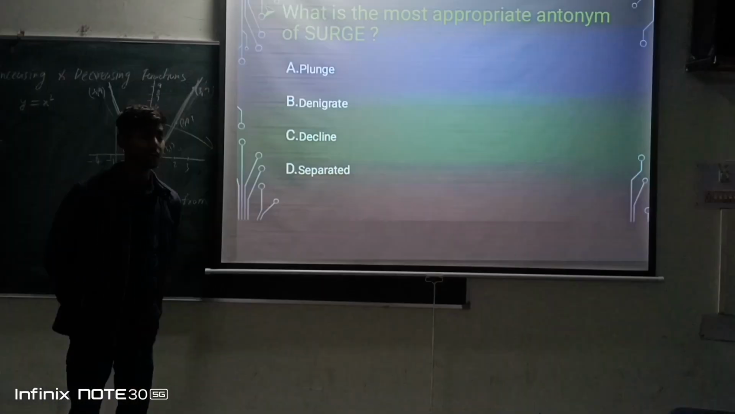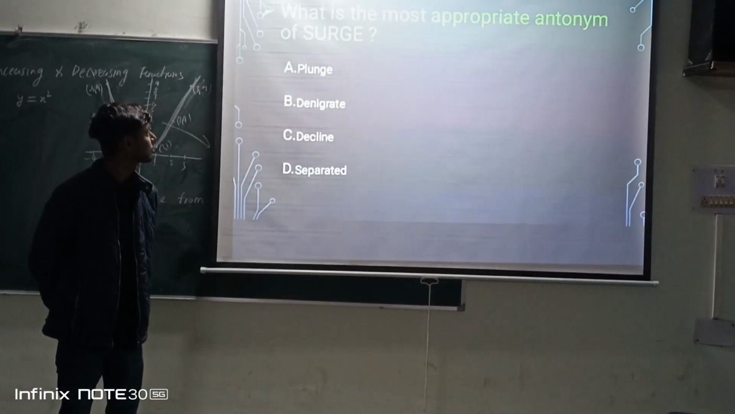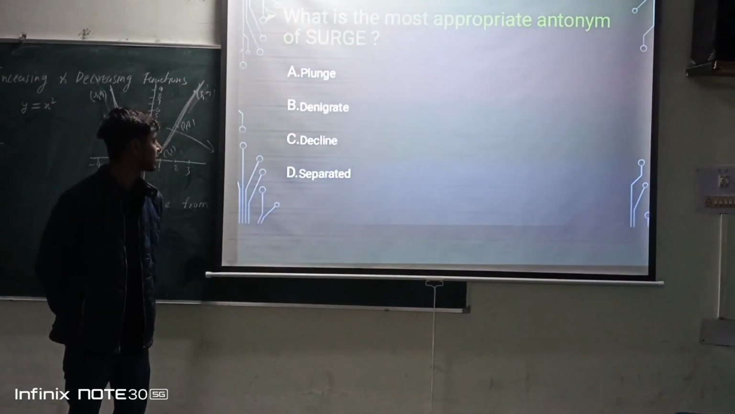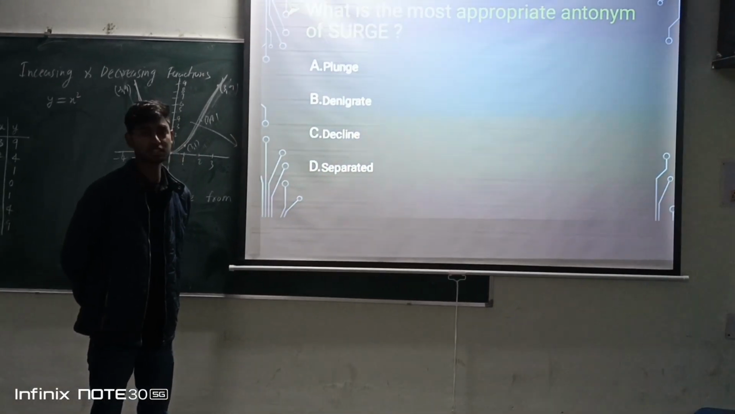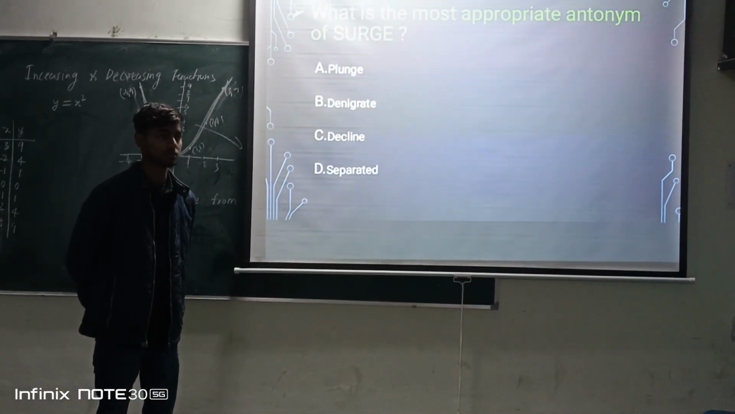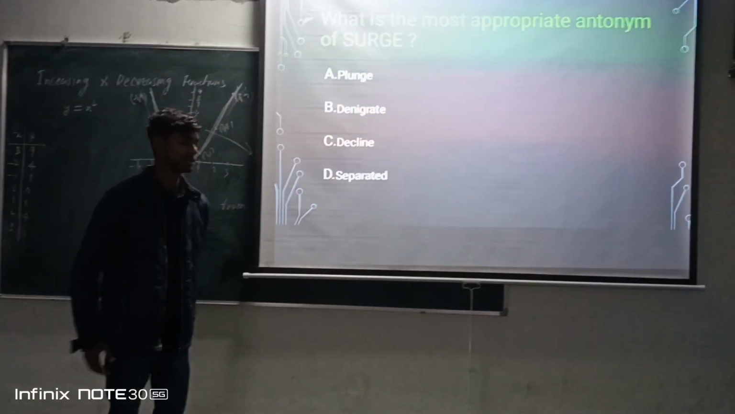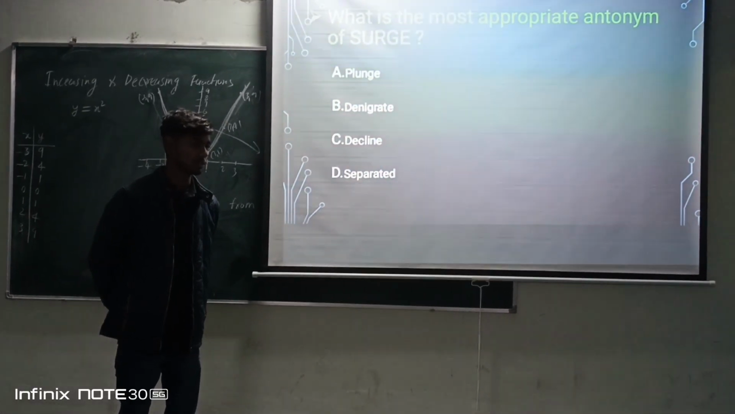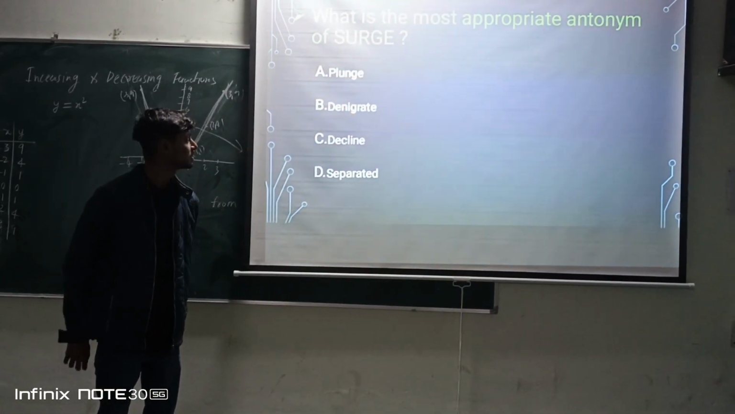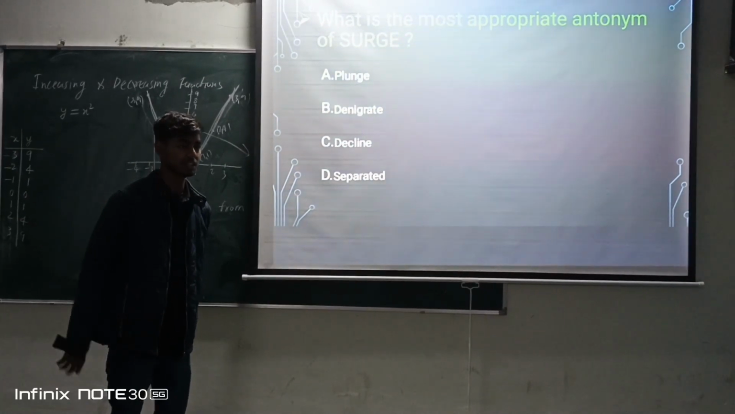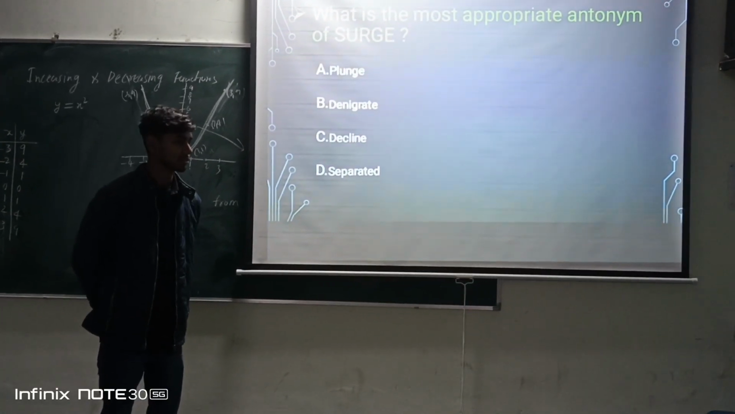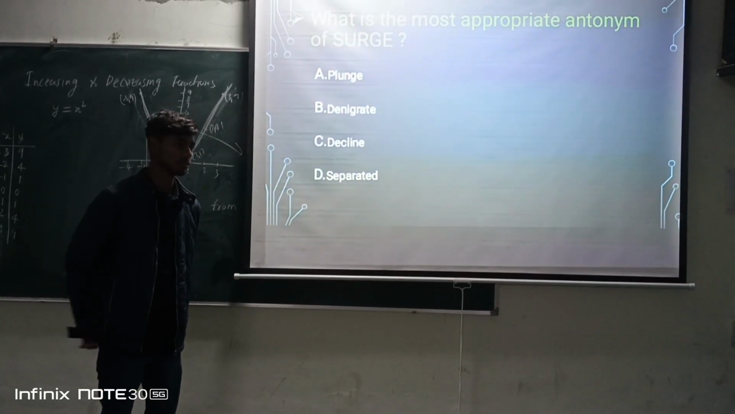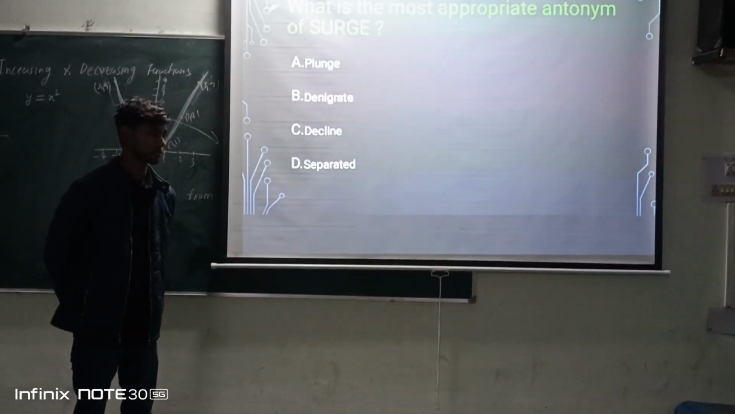All right. What is the most appropriate synonym of surge? The options are plunge, degenerated, decline and separated. Surge means increase. What is the antonym of this? Then decline. Okay, good. All right.